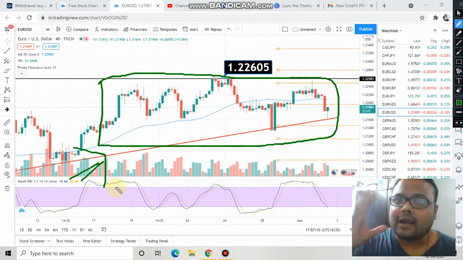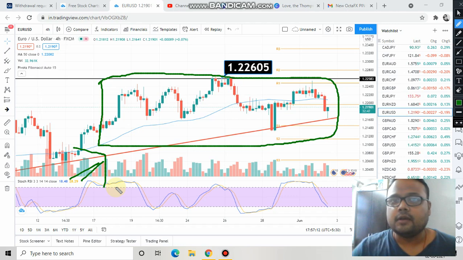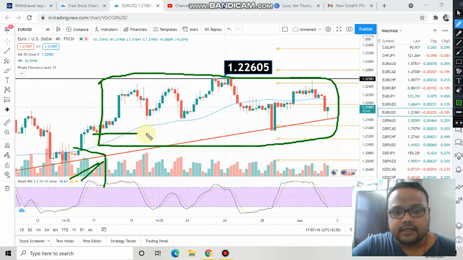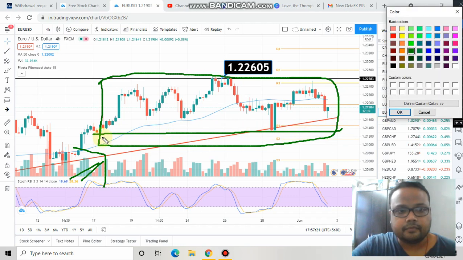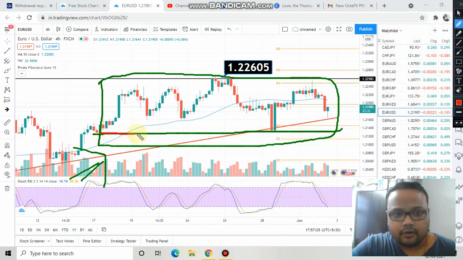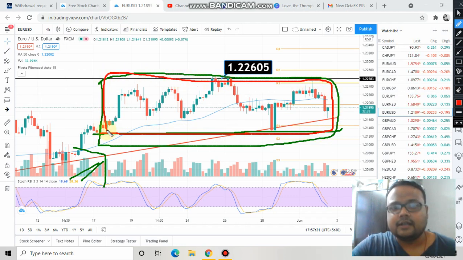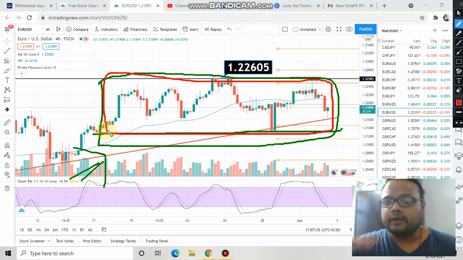Yes, overall the market is in an uptrend. There is no doubt about it. But right now, the market is trading in a particular range, and this is the range. Let me draw a red line here so that you can see better. So though the market is in an uptrend, right now it is caught in a range, just going up and down within this range.